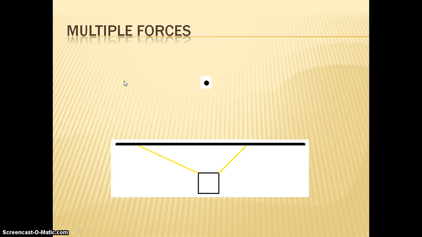In this case, we have a box suspended by 2 ropes. Gravity is always in play. So here's mg. We have 2 tensions. We call this one tension 1. And then the other rope creates tension 2.